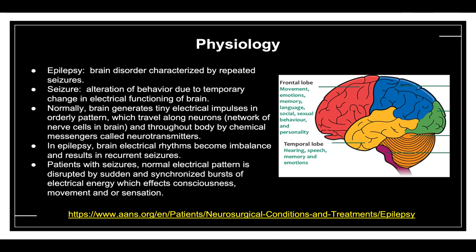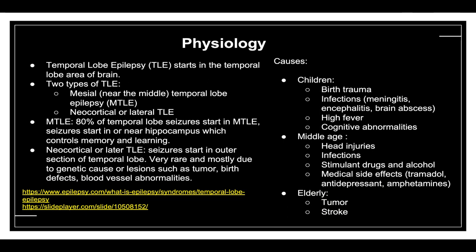If we now come to the picture on the right, as I said, in order to understand temporal lobe epilepsy, we would first need to understand what epilepsy was. So, temporal lobe epilepsy, as it's in the name, starts in the temporal lobe, which is mainly responsible for hearing, speech, memory, and emotions. So, moving on to the next slide.